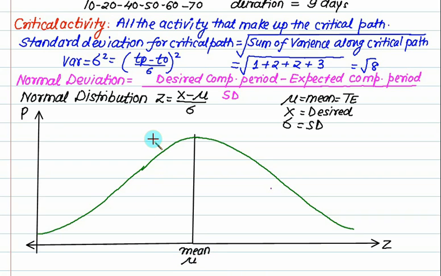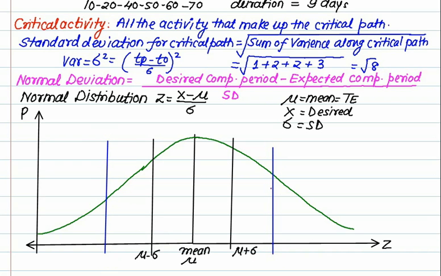Then there is a division of this line. This range is called the 1 sigma range. So this is mu plus sigma, and this value is mu minus 1 sigma. So this is a band for 1 sigma. Similarly, we have a band of 2 sigma. So this one is the 2 sigma band: this one is mu plus 2 sigma and this one is mu minus 2 sigma. And finally, we have the 3 sigma band. So this one is mu plus 3 sigma.